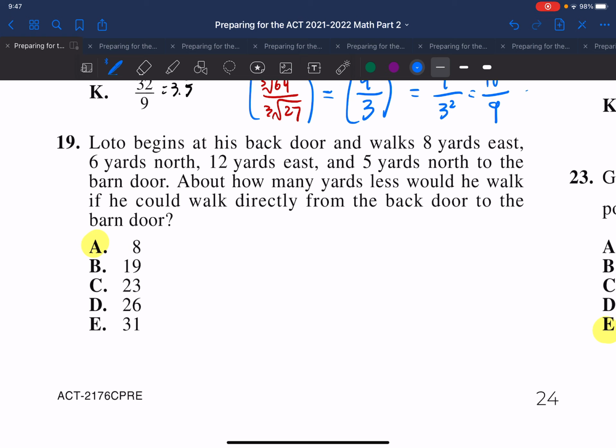Number 19, Loto begins at his back door and walks 8 yards east, 6 yards north, 12 yards east, and 5 yards north to the barn door. About how many yards less would he walk if he could walk directly from the back door to the barn door? All right.